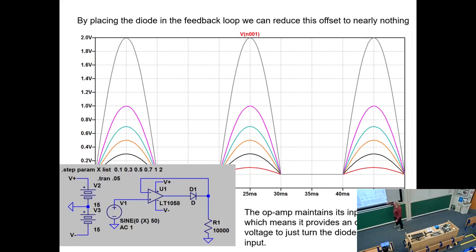So the op-amp maintains its inputs at 0, because that's what op-amps do with negative feedback, which means it provides an output voltage to just turn the diode on for no input at all. So it's adjusting its voltage here to give us our 0.6 volt drop across here, which then becomes, this is plus 0.6, this becomes 0, comes back, and we've got 0 between the two. So it's adjusted its output to give us this little offset, ready to move really fast, ready to respond to any signal that comes in.